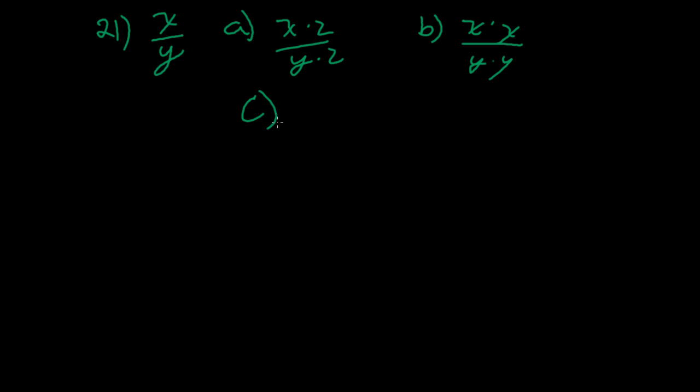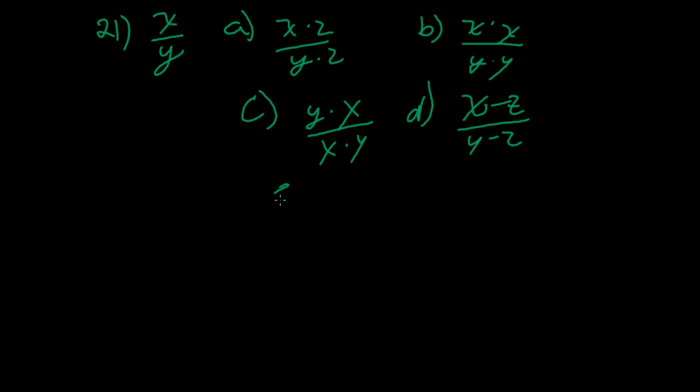Choice C is y times x over x times y. Choice D is x minus z over y minus z. And choice E is x plus z over y plus z.